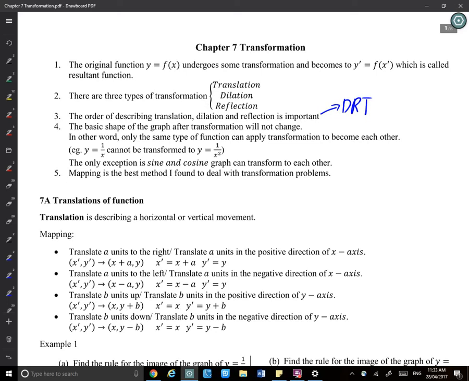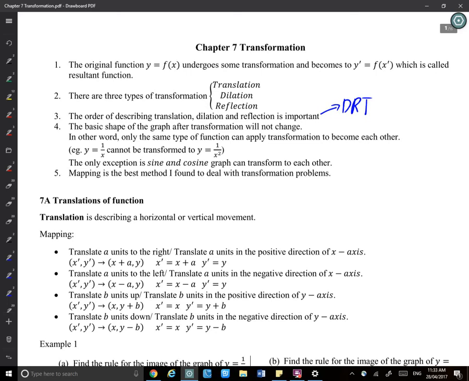The basic shape of the graph after transformation will not change. In other words, only the same type of functions can apply transformation to become each other. You have a linear graph, it doesn't matter what transformation you make to this linear, it won't become a quadratic. Only linear can transform to another linear. Quadratic can transform to another quadratic. Say for example, 1 over x, your hyperbola function, cannot be transformed to the truncus function. It doesn't matter what you have done.